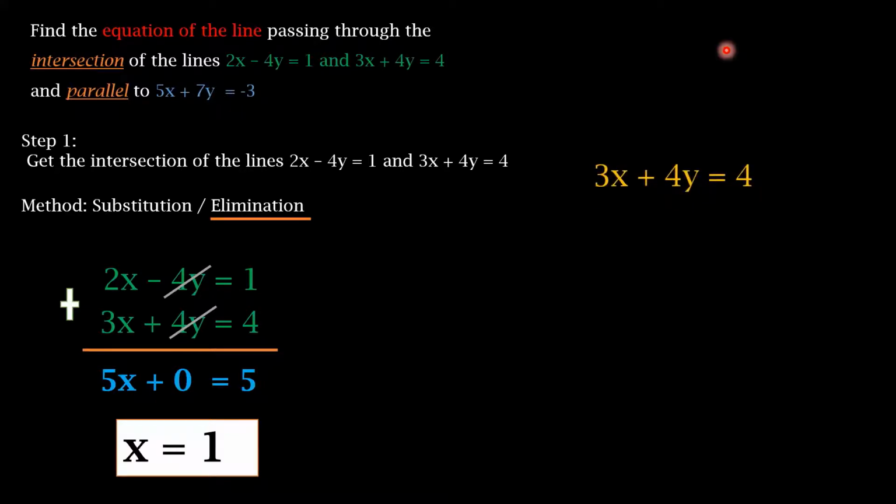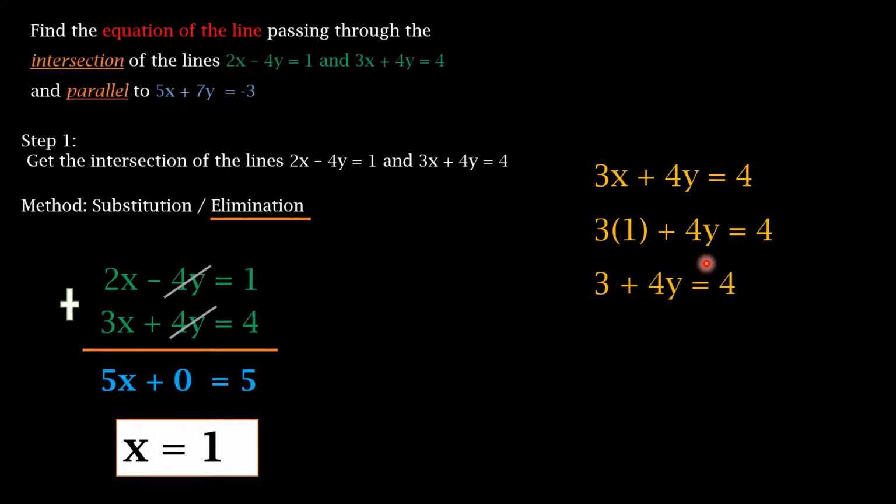Next, we can plug in this value of x into any of our given equations. In this case, I'm going to use the equation 3x plus 4y is equal to 4. If you use the other equation, it's still okay because you can still get the same value. Plugging in the value of x as 1, we come up with 3 times 1 plus 4y is equal to 4. Simplifying, that's 3 plus 4y equal to 4.